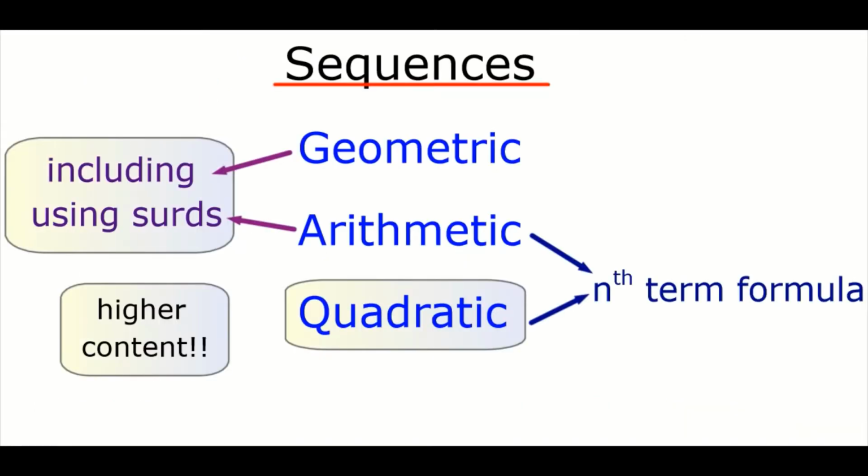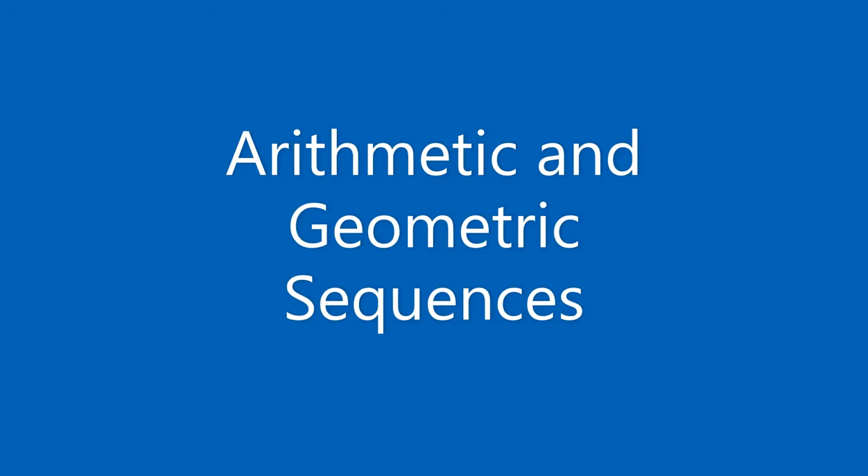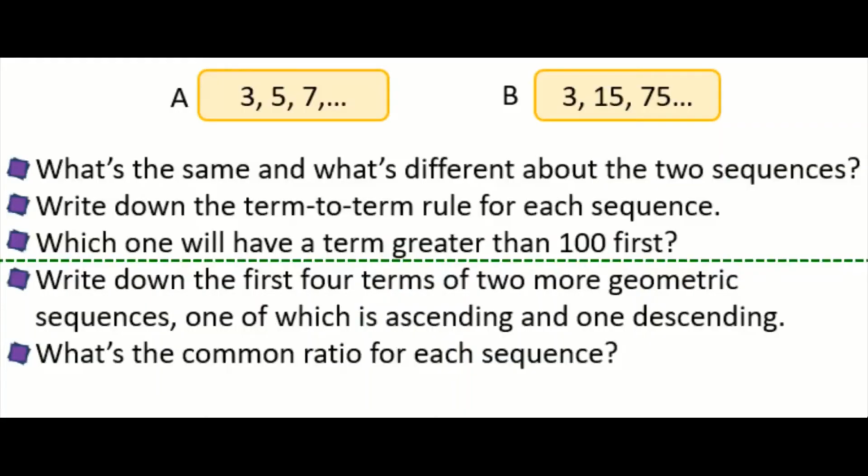There are lots of types of sequences, but this week we'll be focusing on 3 types: geometric, arithmetic and quadratic. These 3 terms will be explained as we go along. In particular, you'll need to find an nth term formula for arithmetic and quadratic, and we'll be using surds in some of the geometric and arithmetic sequences. Using surds and quadratic sequences are both higher level content. Pause the video and have a look at the first 3 questions.